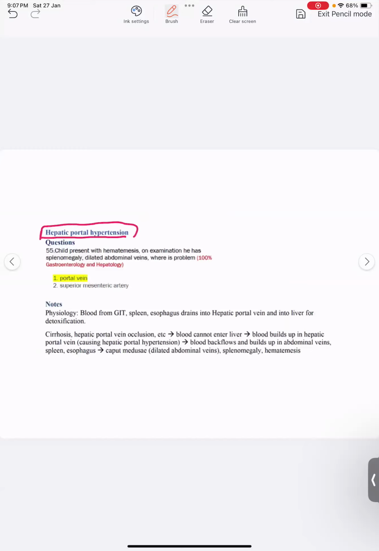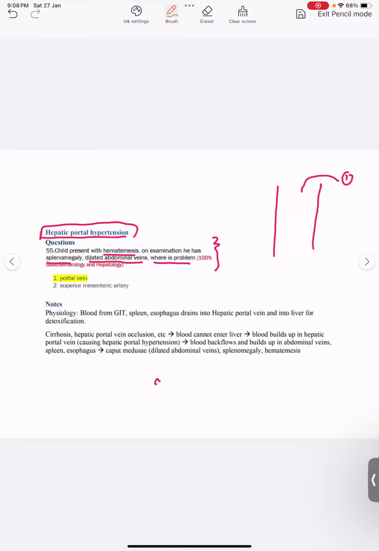See here. What is the question? Child is presenting with hematemesis. All right. On examination, he has splenomegaly and dilated abdominal veins. Where is the problem? Okay, so what is your interpretation? Let us make this diagram. Child is coming to me with hematemesis. All right. Number 1 point: what is the most common cause of hematemesis in the pediatric population? What is the most common cause?